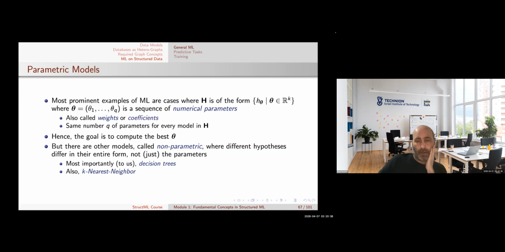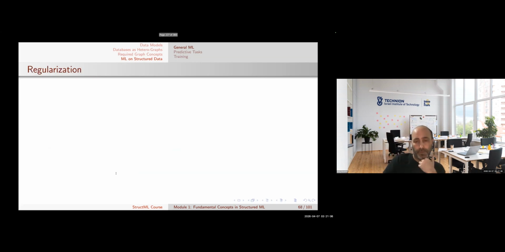Okay. And there are also other models that are not necessarily parametric, like decision trees. They differ in their structure, and different hypotheses can have different numbers of parameters. And KNN, K nearest neighbor, is another example of a non-parametric model. So it's not all about parametric, but these are definitely important in general and important for the course.